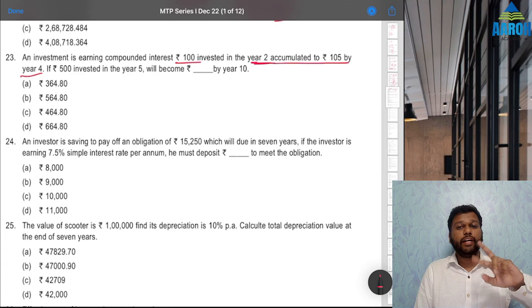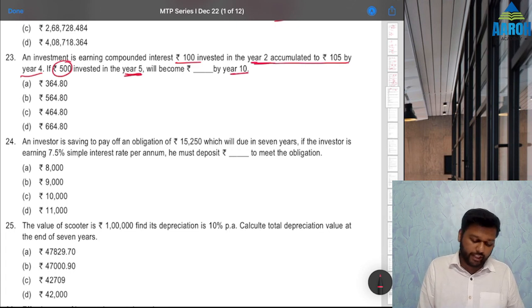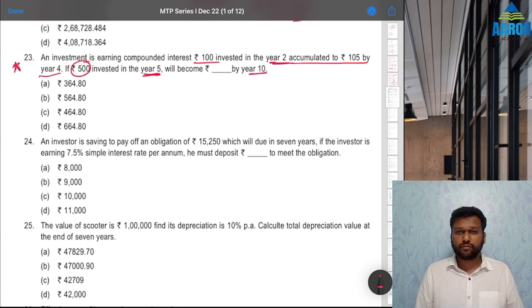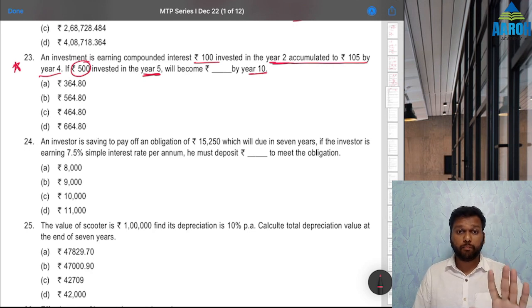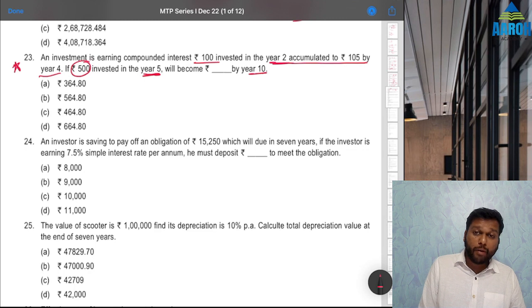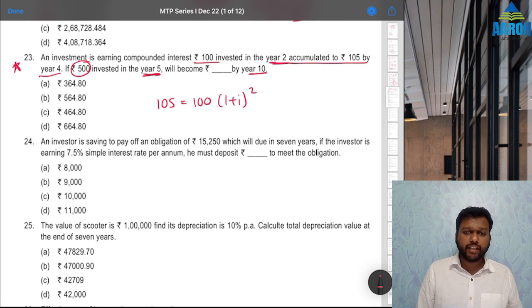They are saying in 2 years 100 becomes 105. Now if 500 is invested in year 5, it will become how much in year 10? Again, this is a good question. Compound interest, right? So amount is 105, principal is 100. We don't know the rate, but we know that it is done in 2 years. Fine, we can find the rate then.